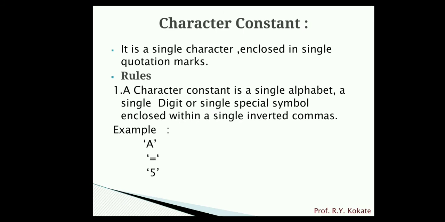Character constant. It accepts only a single character, and this character is always enclosed in single quotation marks. Some rules: a character constant is a single alphabet, single digit or single special symbol enclosed within single inverted commas or quotation marks. For example, 'A'. It will only accept a single character, like digits, special symbols or any other alphabet.